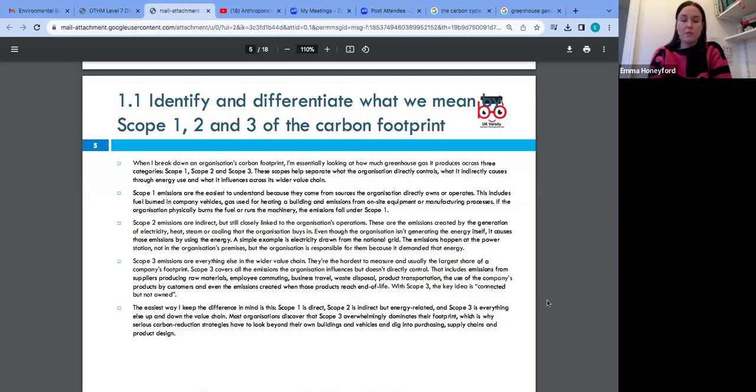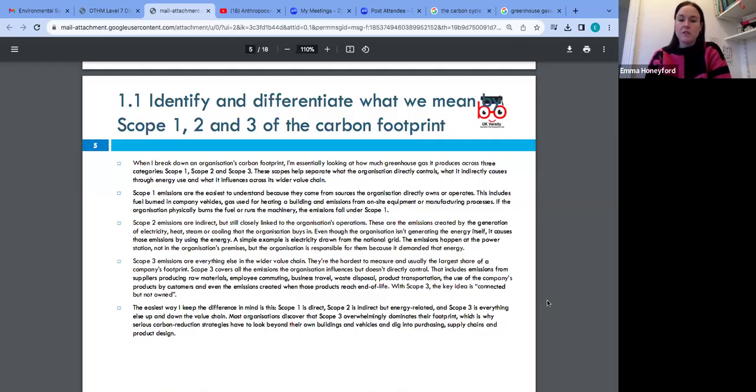So when you're looking at it from cradle to grave, what happens to the product when it's been used and is no longer of any use? How is that disposed of? So with Scope 3, the key idea is connected but not owned. That's a really good way to have it in your mind. The easiest way to keep the difference in mind is this: Scope 1 is direct. Scope 2 is indirect but energy related. And Scope 3 is everything else up and down the value chain.